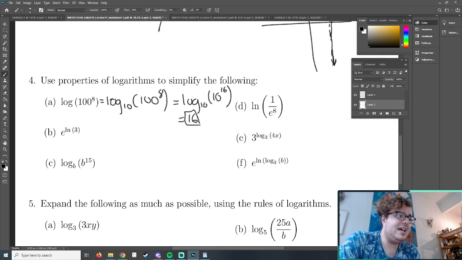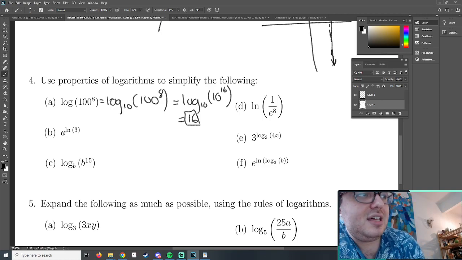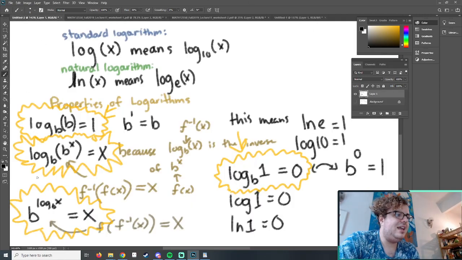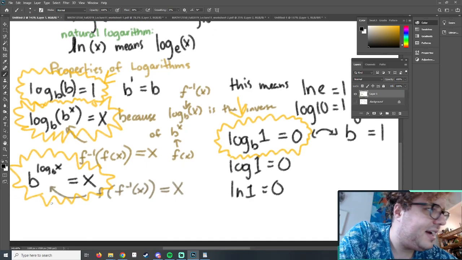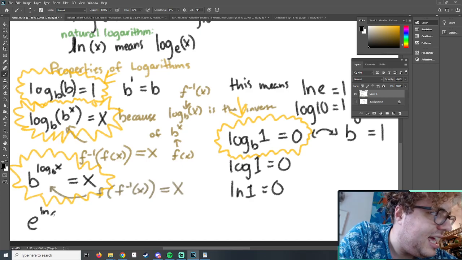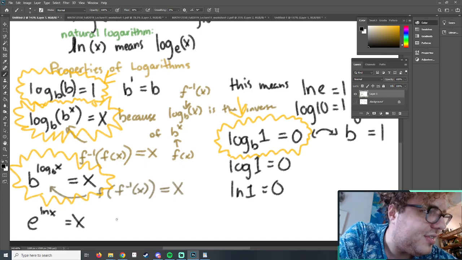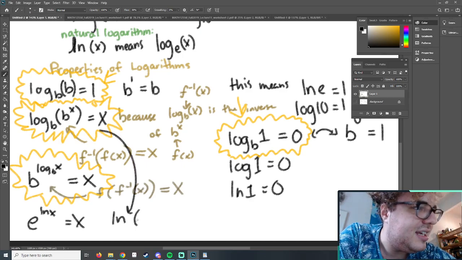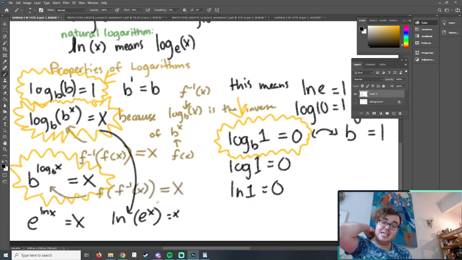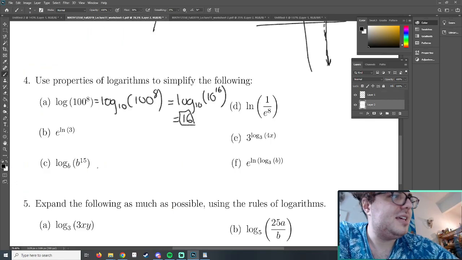B here, e to the ln 3. Again, this is e to the log base e of 3. If you look back here, b to the log base b of x equals x has the side effect that e to the ln x equals x, right? And also this one over here has the side effect that ln of e to the x equals x. Those are just, again, you plugged in e for the base. The base is just any number, and e is a number. So because we have e to the ln of 3, that must exactly be equal to 3.